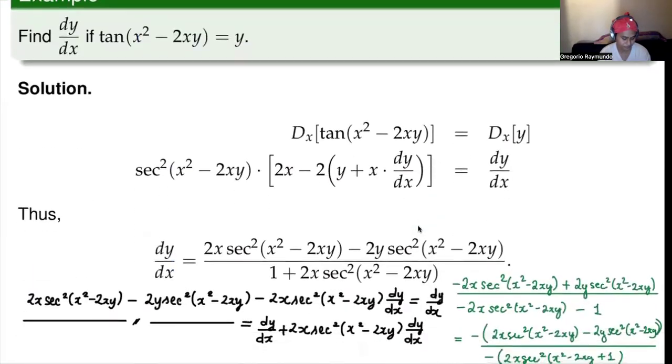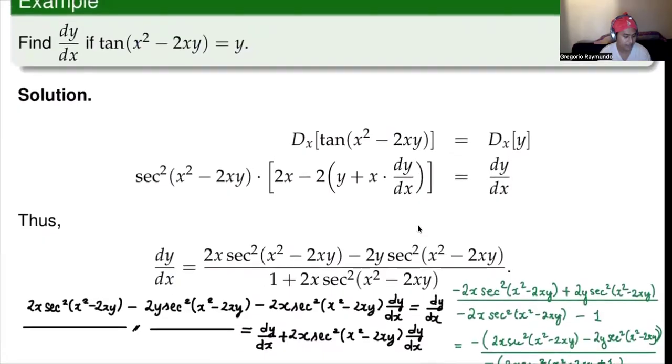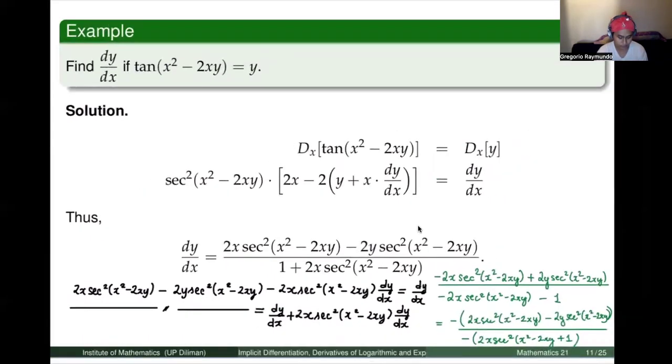Okay? So, let's look at this example here. Find dy over dx if tangent of x squared minus 2x equals y. So, what do we do here? We just get the derivative of both sides with respect to x. Okay, step 1 or step 0. Ano ba derivative nitong y with respect to x? That's dy over dx.